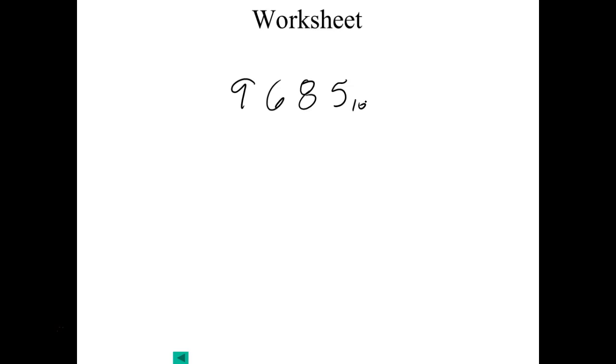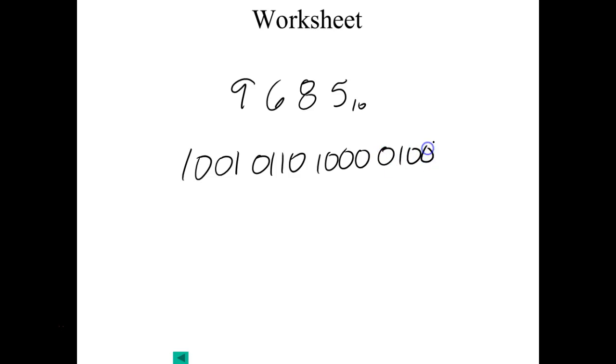In BCD, we purposely split the codes with spaces. So this would be BCD: 9, 6, 8, 5. That is not a binary number. That is a code. If it was a binary number, I'd go 1, 2, 4, 8, 16, 32, 64, and I guarantee you, when you add your powers of 2's, you're not going to come back to 9,685.